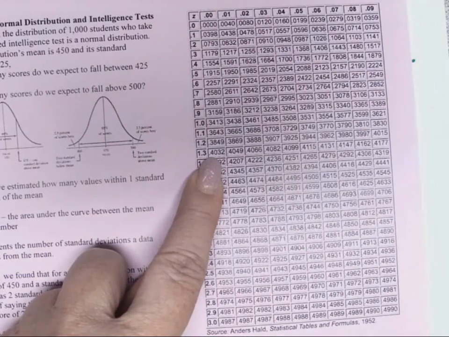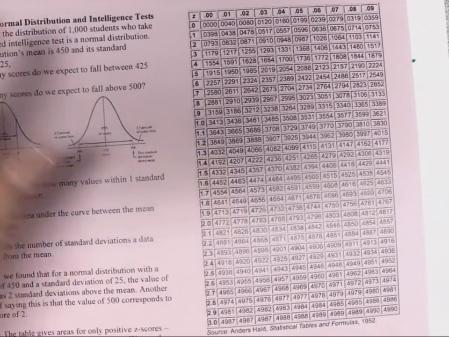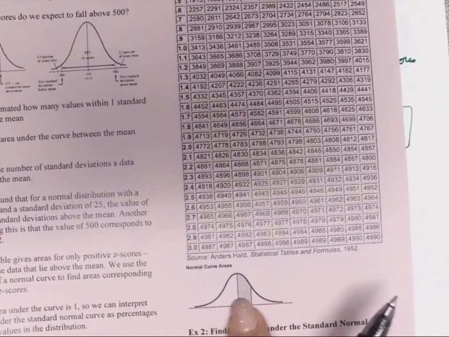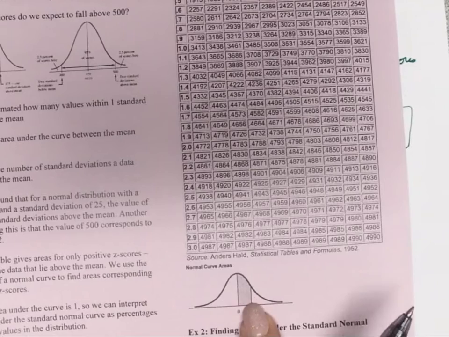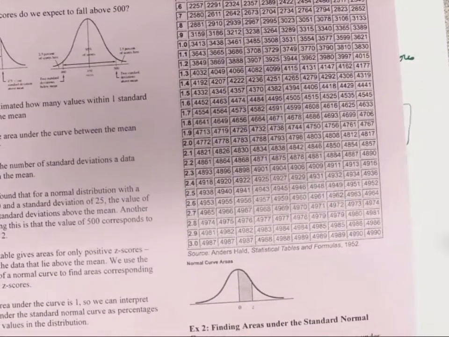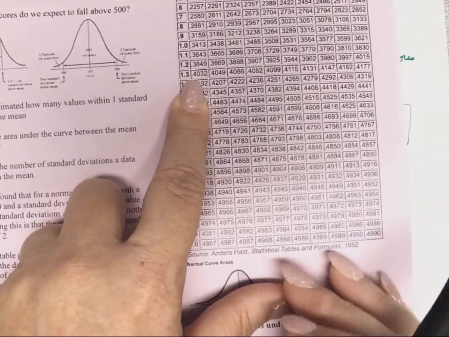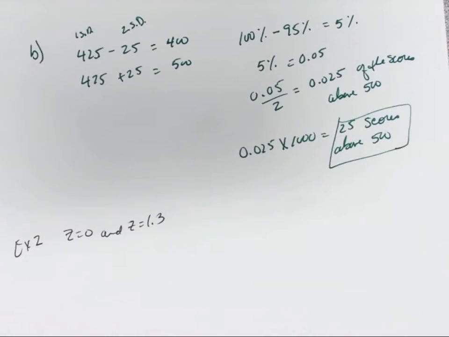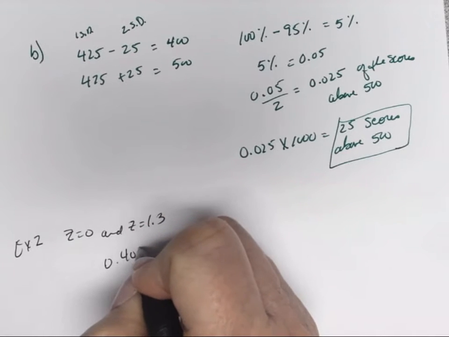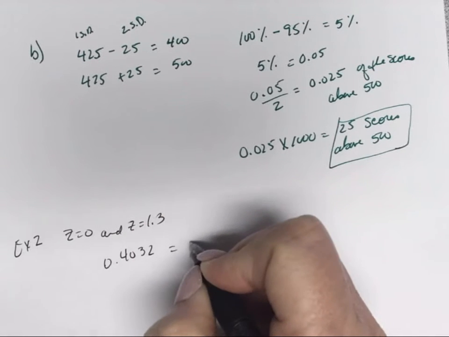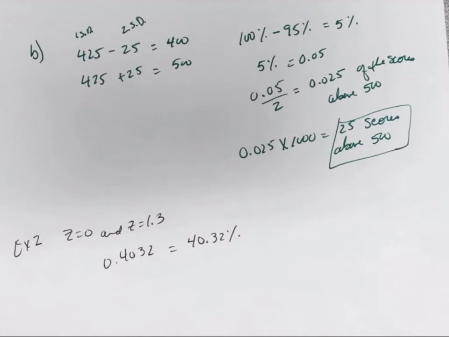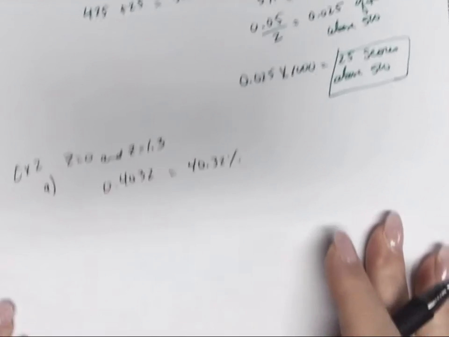So 0.4032 is what we're going to have. Because the other one is z equals 0, it starts there. So we're just doing this area here from the mean. So we've got, again, our answer was 0.4032. Changing that to a percent, we get 40.32%. So this is part A.